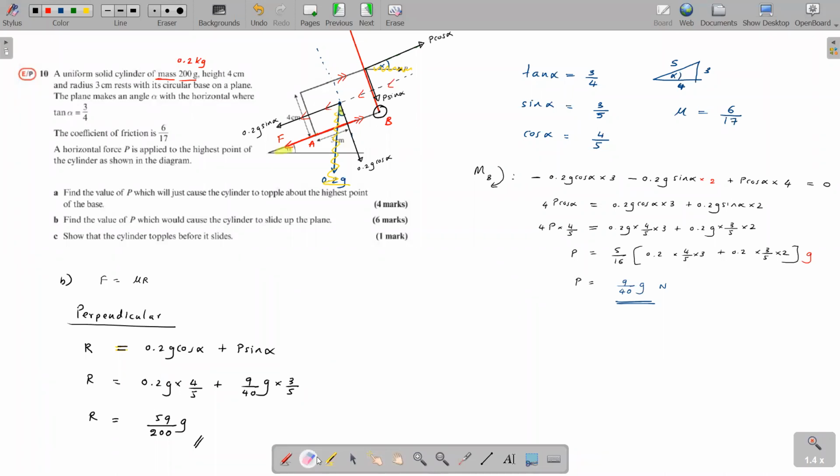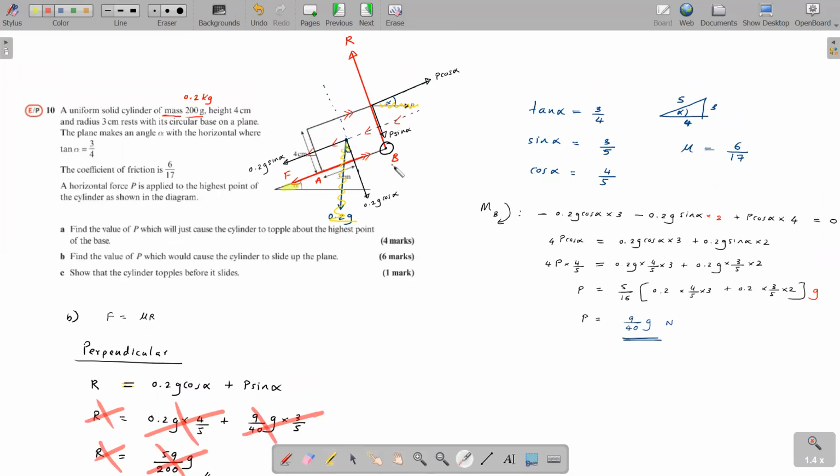Guys, so sorry about this. This is wrong, right? Why is this wrong? It's wrong because you're supposed to find the value of P that would cause a cylinder to slide up. So I can't use this P value. The P value we found in part A is the P value that would cause the cylinder to topple. So I can't use that P value here. Plus the question is asking me to find the P value that would make the cylinder slide up the plane. So P has to be treated as an unknown. All right, guys. So sorry about that. So this is wrong. Okay, so let's cut that. The equation is correct though.